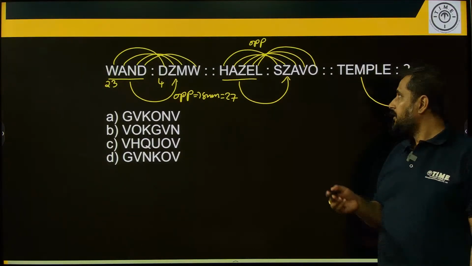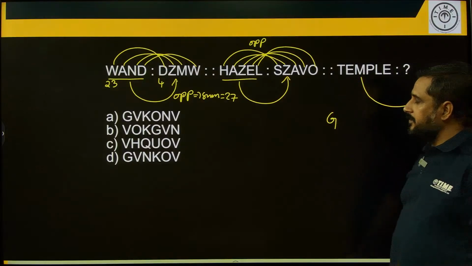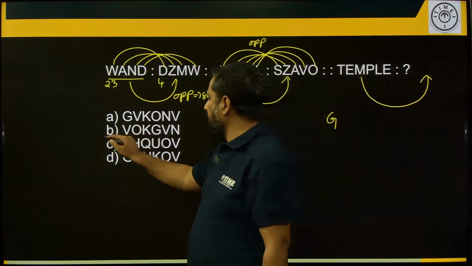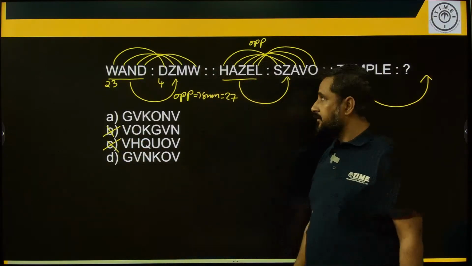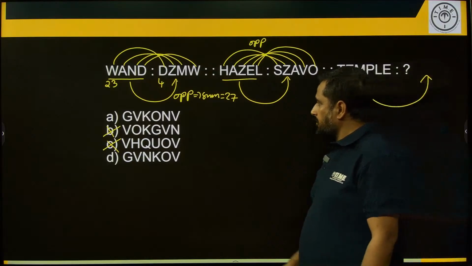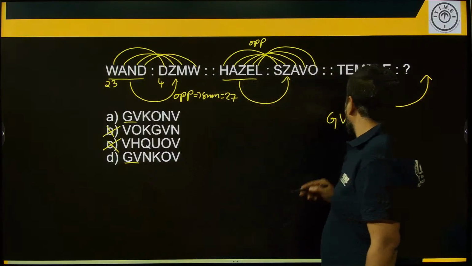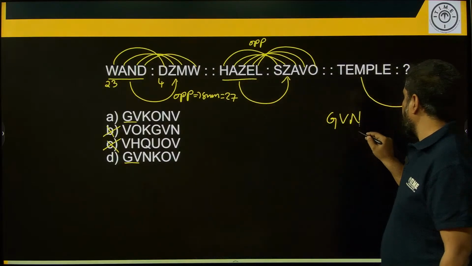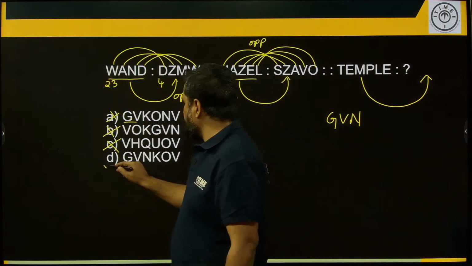T opposite is G. How many options are matching? 2 options. B is ruled out. C is also ruled out. Next, E opposite is V. Yes, still both are available. Okay, now M opposite is N. GVN. Now, option A is ruled out and D is my answer.